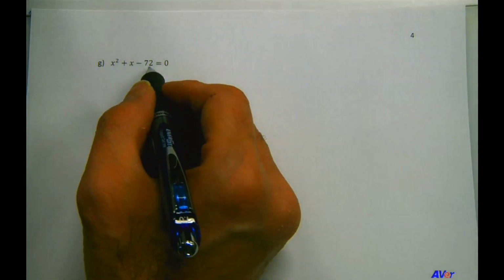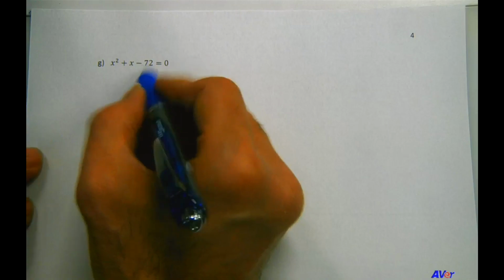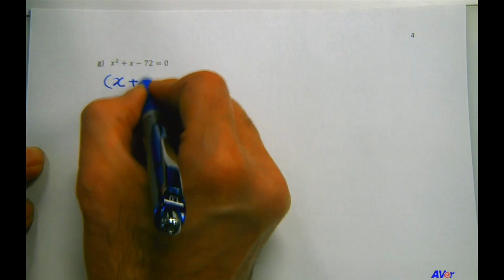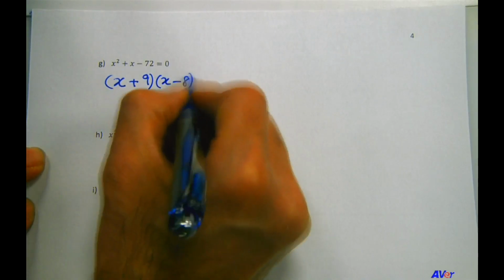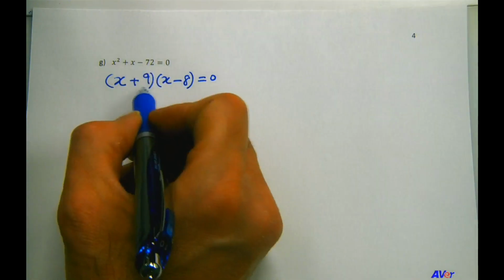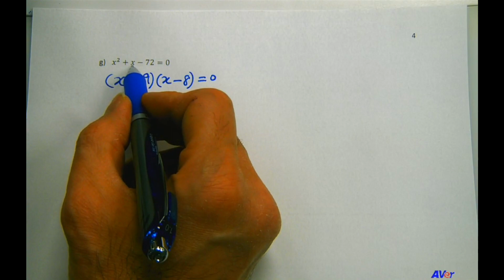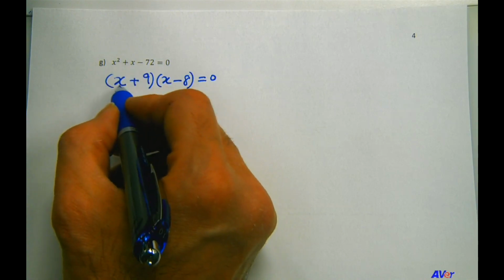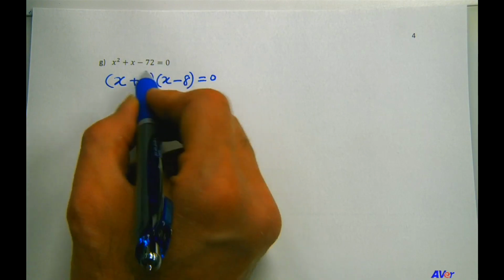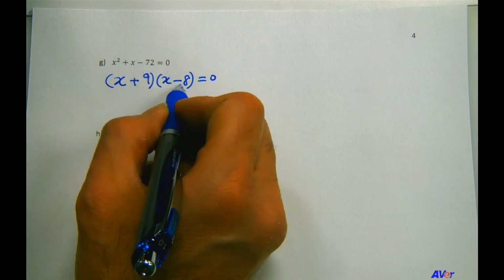So in this case, this looks like an easy expression to factor. So we can factor this as x plus 9 times x minus 8 equals 0. Right? x times x is x squared. 9 times minus 8 is minus 72. Where's the x term going to come from? It's going to come from multiplying x by minus 8, which gives minus 8x, plus 9x. 9x plus minus 8x gives us positive x, which is what we have.